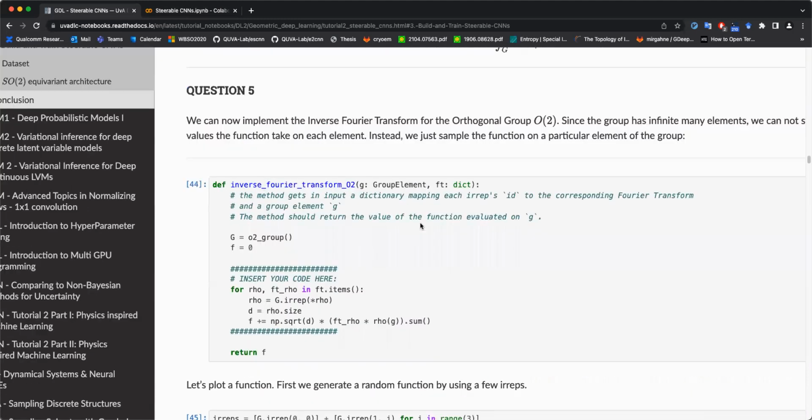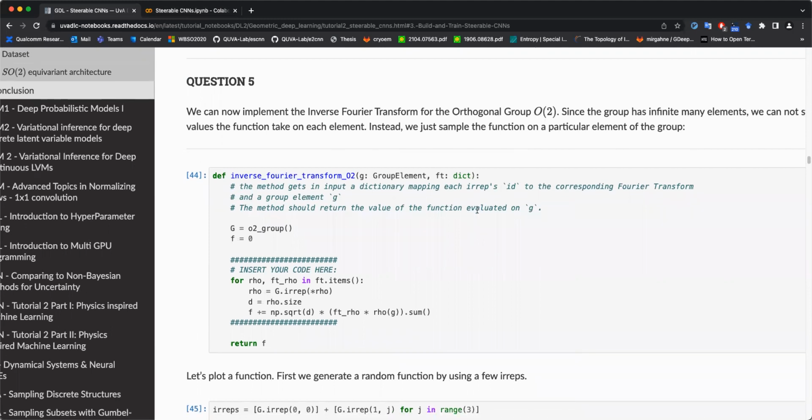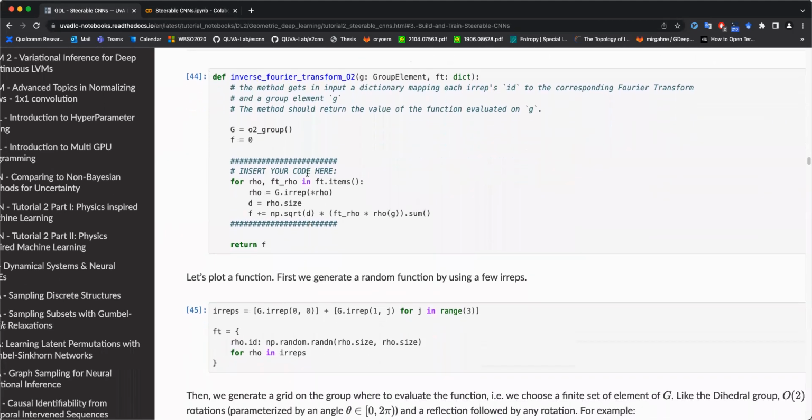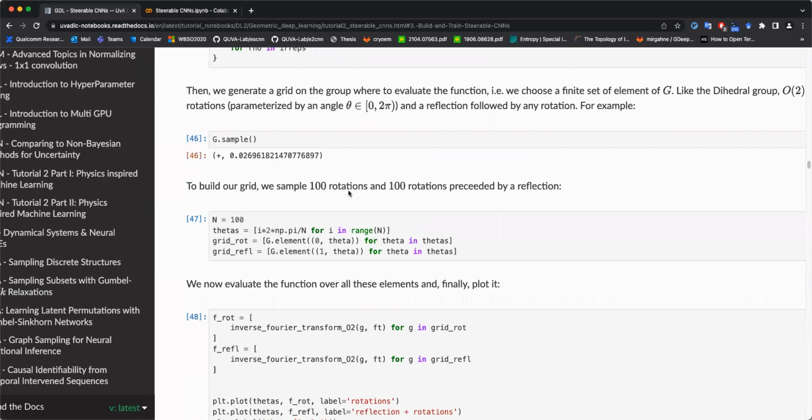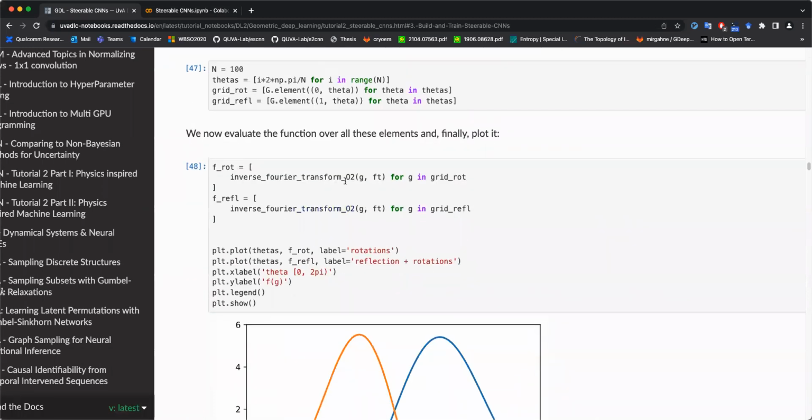Again, here, as an exercise, you should try to implement the Fourier transform for the group O2, which is the group of continuous rotations and reflections. But of course, you cannot do it for every possible group element. You cannot do it for every possible IREP, because there's infinitely many of them. So what you're going to do is only do it for a finite subset of the IREPs. You can play with that yourself, but I'm going to skip over this.